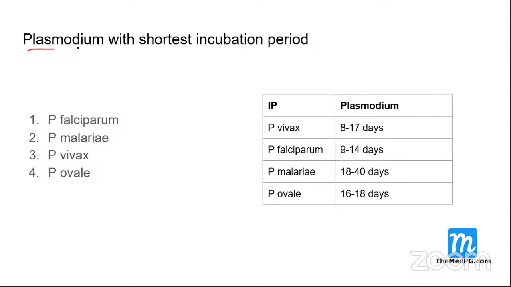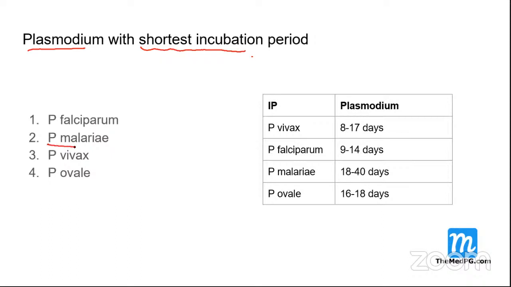Next, Plasmodium with the shortest incubation period. Shortest means what? Highly virulent. So what is the answer, students? Less than 2 weeks. Yes, less than 2 weeks. Excellent. Vivax, falciparum. So look at the table. It is falciparum only. It's a straightforward question.